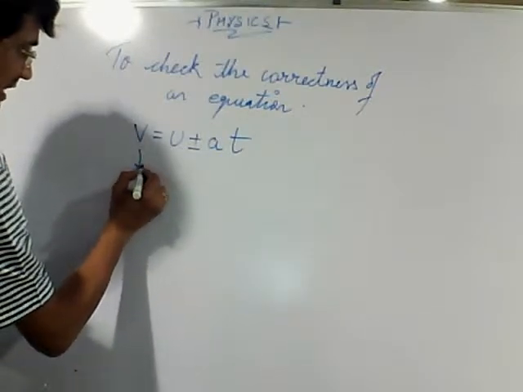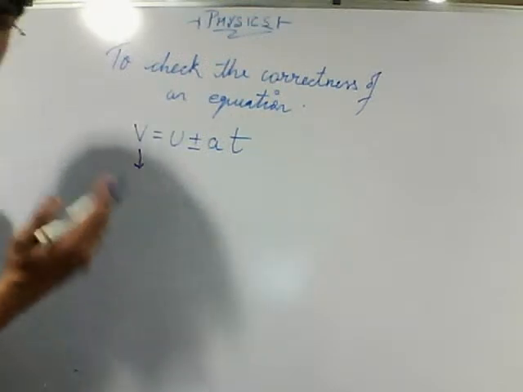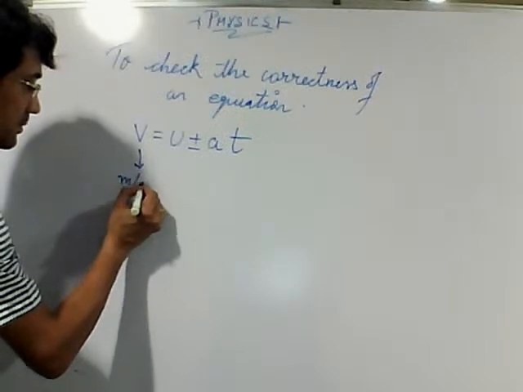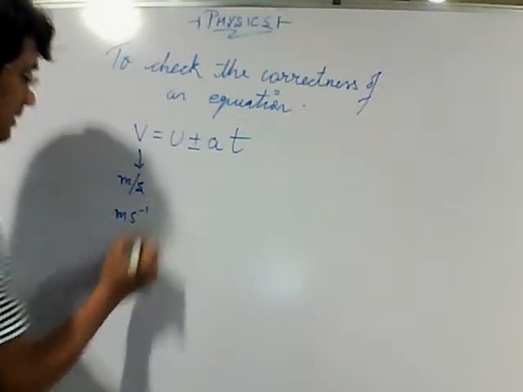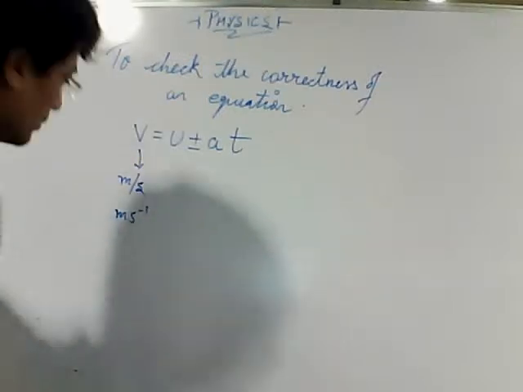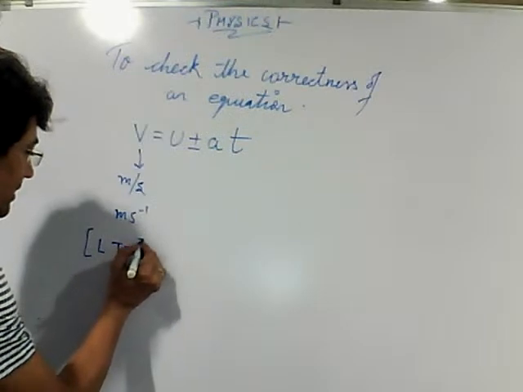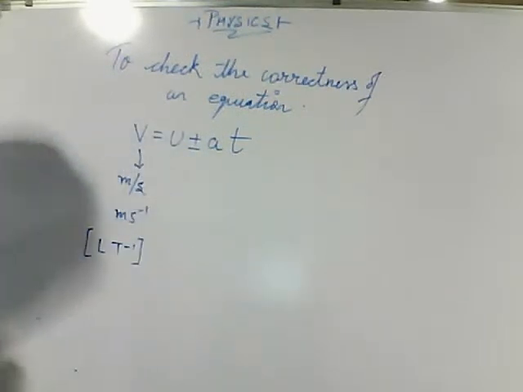For final velocity V, what will be the dimension or unit? It is meters per second, or I can say meters second inverse. So the dimensions would be L T to the power minus 1. Quite clear? Let us go ahead with initial velocity U.